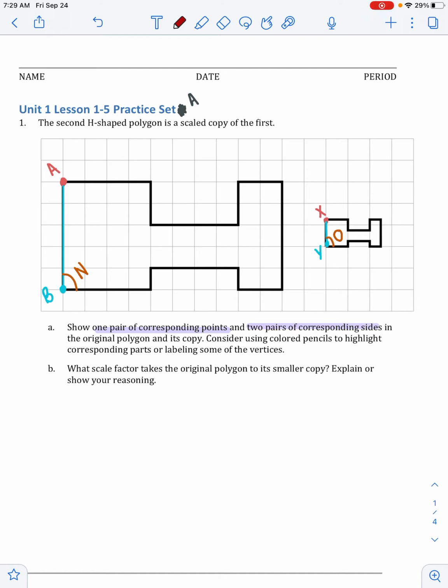Let's talk about B. Which scale factor takes the polygon to its smaller copy? Explain or show your reasoning. Remember that a scale factor is the number that we have to multiply every side by to move from the original to the scale copy. So we can choose to look at any sides to help us. For example, we know that the height of the H-shaped polygon, and remember this is the original, is 5. And the height of the scale copy is about 2.5.